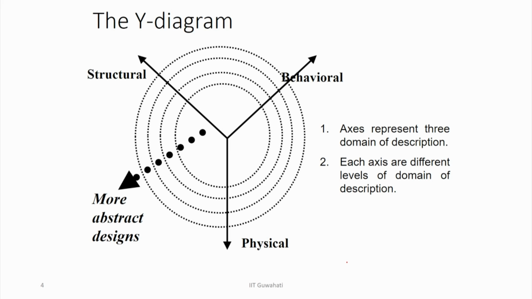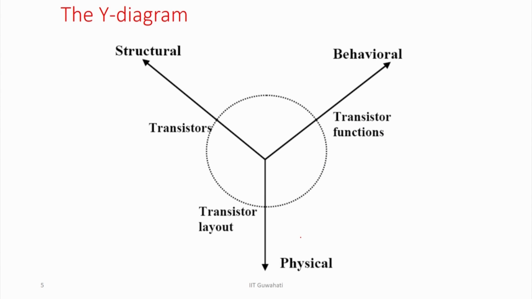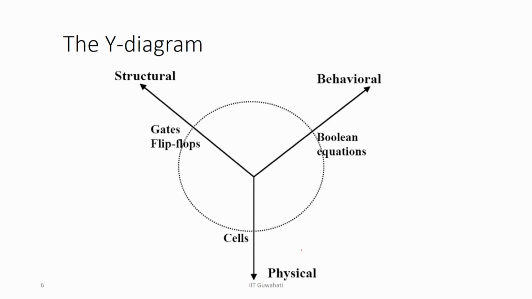This concept is nicely captured in the Y diagram, which consists of three axes: the structural axis, behavioral axis and physical axis. If you go from the center outward, that is more abstract design. At the core level, in the structure we have only transistors, in the behavioral level we have the functions that represent the transistor functions, and physically we have the transistor layout. If you go one level up, we have gate level designs.